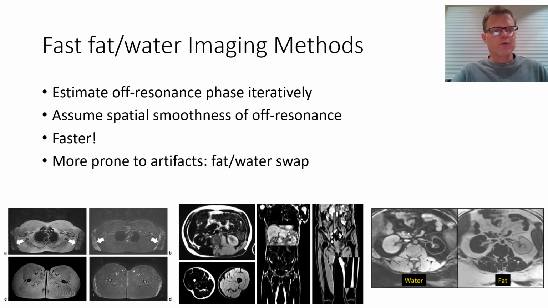There are also ways using, for example, iterative methods that assume a spatial smoothness of the off resonance, which is usually a pretty reasonable assumption. Although you see some issues, and there are some examples here where there are swaps of the fat and water. So the algorithm, because it didn't have the absolute field map, it was trying to estimate it, made these errors here. It's kind of obvious in the next one, and over here, this kidney gets knocked out.